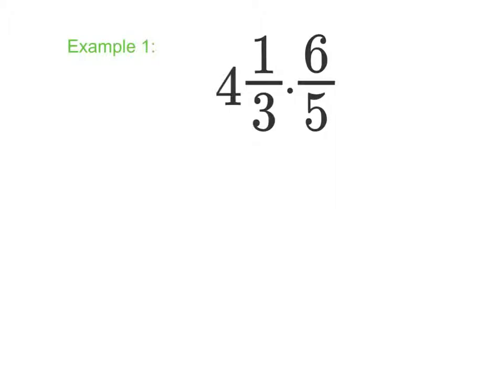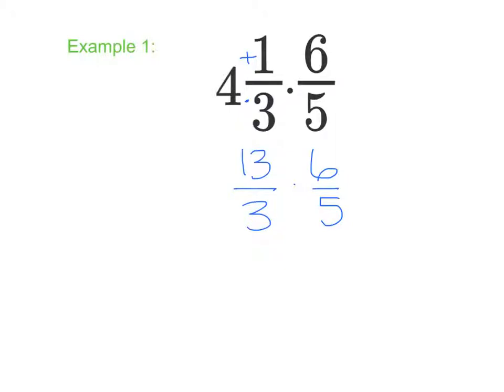One of the numbers is a mixed number, and one is an improper. We need them both to be improper. Remember, to change a mixed number to an improper fraction, we must take the denominator, multiply it times the whole number, and then add that to the numerator and put it back over the denominator. So we'll do 3 times 4 and get 12, plus 1 is 13 over 3. The second fraction is going to stay the same.